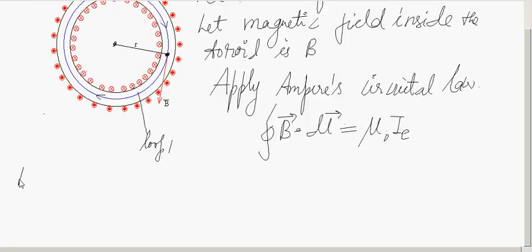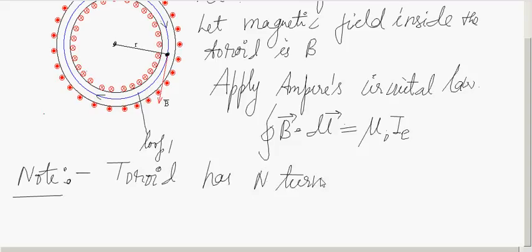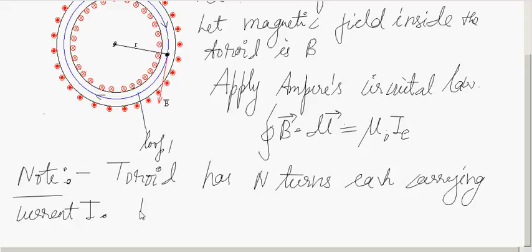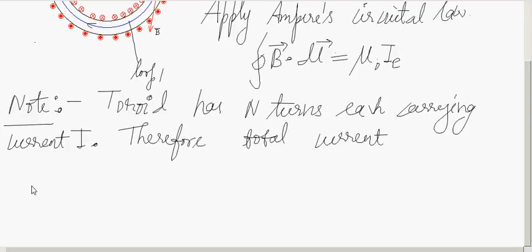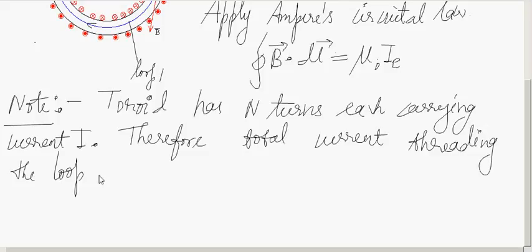So you can write a note. Toroid has n turns, each carrying current I. Therefore, total current threading the loop 1 is n into I.